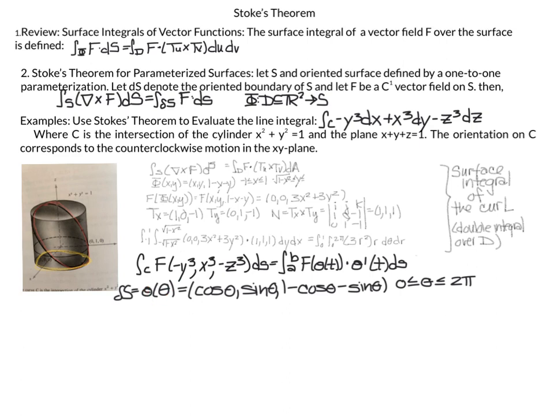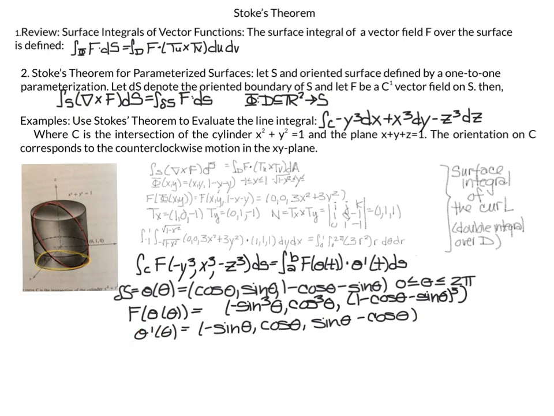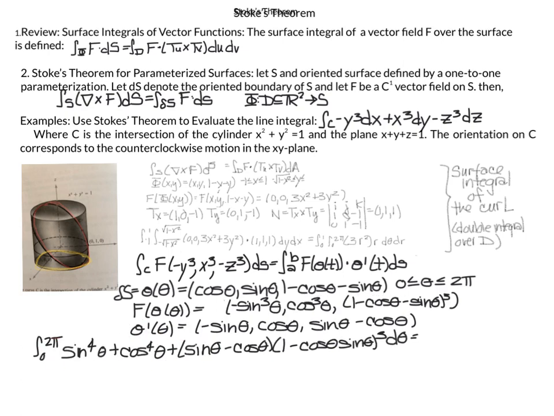It's going to give me my new path for my path integral, and it's equal to cosine theta, sine theta, 1 minus cosine theta minus sine theta, and I just copied that from the previous slide. Once we have the parameterization of our path, we can plug in, we can do the f composed of our path. So f is minus y cubed, so we have a minus sine cubed theta, x cubed, so cosine cubed theta, and then minus z cubed, so it's this 1 minus cosine theta minus sine theta cubed. And then we can take sigma prime, and then we can set up our integral.